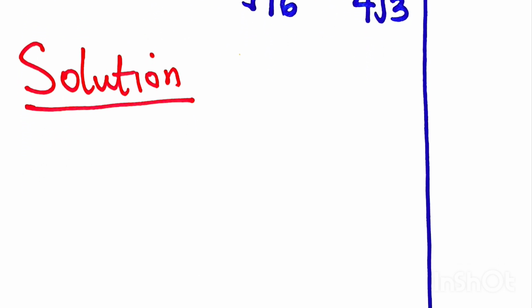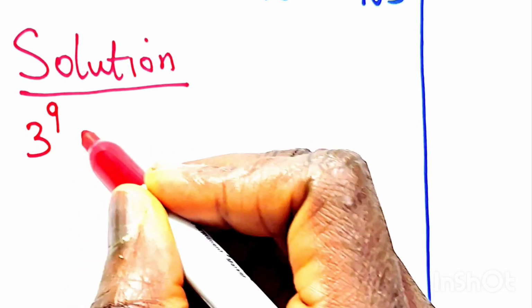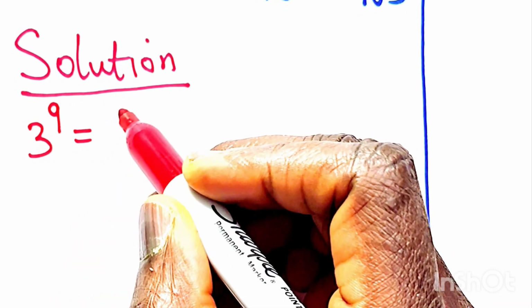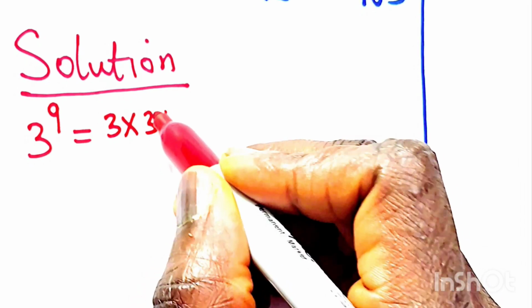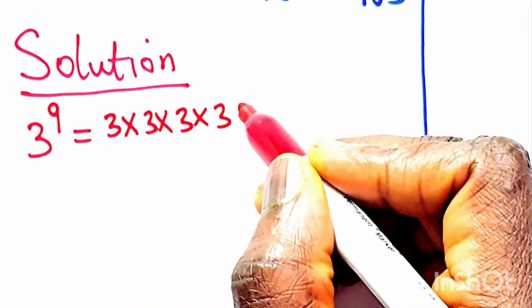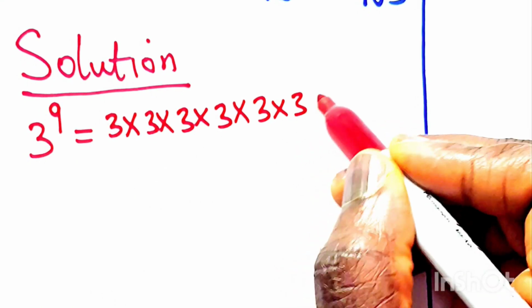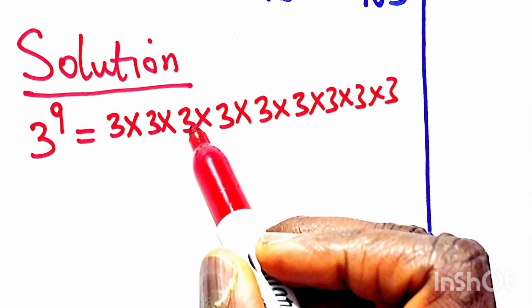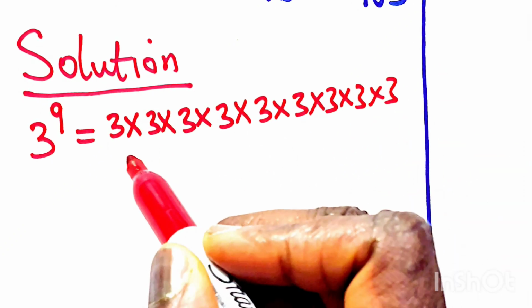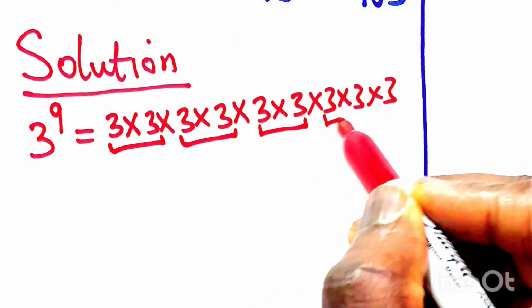So if we look at this one also, 3 raised to the power 9 is the same thing by saying, you can go in different ways, by saying 3 times 3 times 3 times 3 times 3, 1, 2, 3, 4, 5, 6, 7, 8, 9. So if I take this together, I'll be able to generate a square.